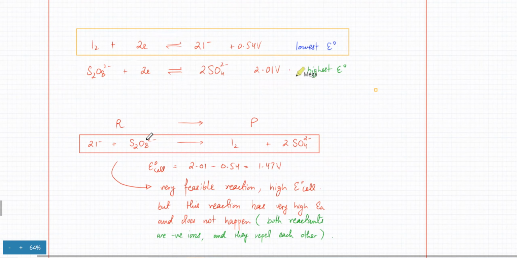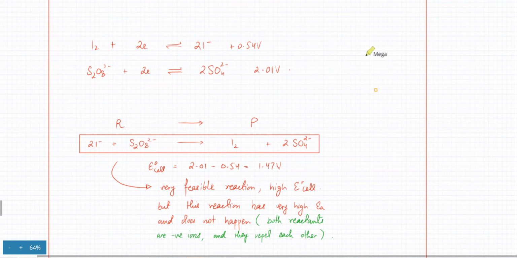So the thing is that these two are not going to react with each other. Even though theoretically they were supposed to react with each other, this is the higher potential equation, so it's going to gain electrons. This is the lower potential equation, it's going to lose electrons. But the two equations are not going to react with each other. Okay, hopefully this is clear.